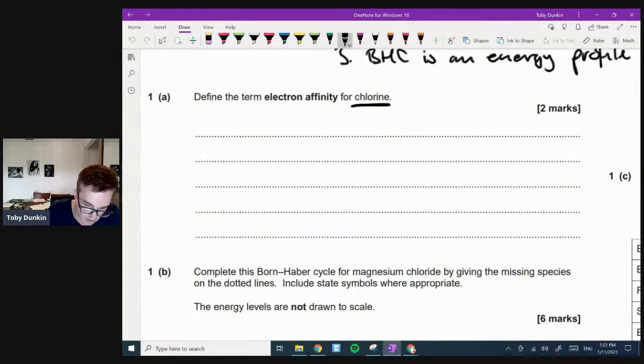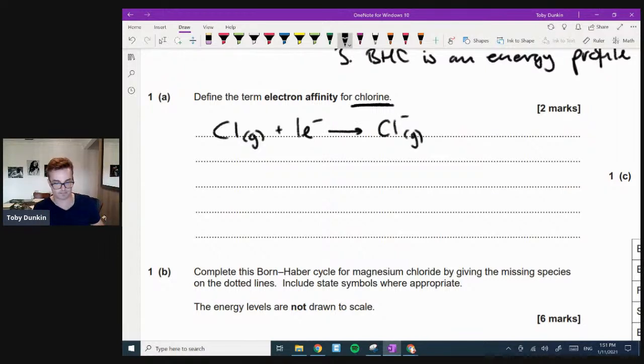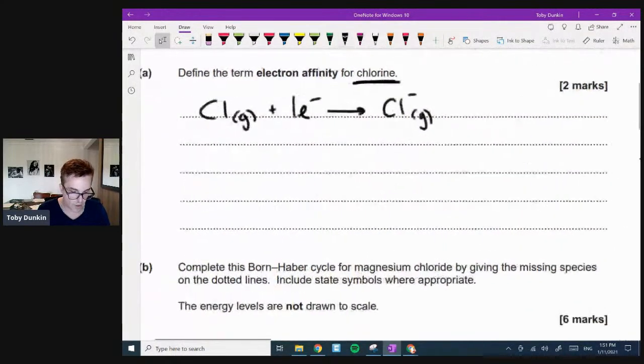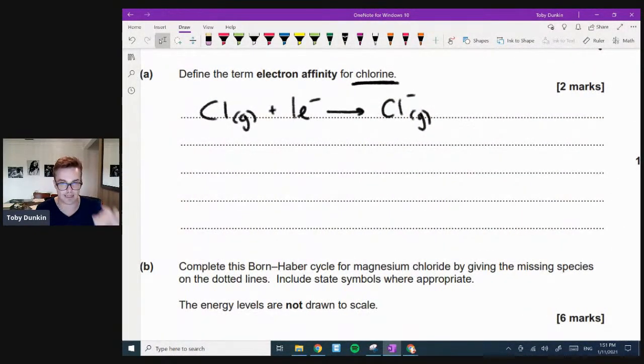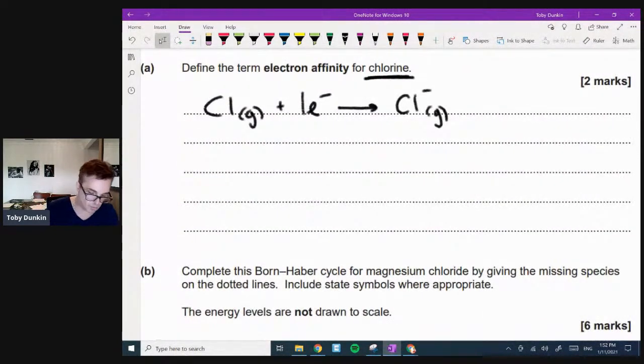They've actually put us in a context here. The first thing I'm going to do in this question is write the equation that they want me to do. So, 1 atom of chlorine gas gaining 1 electron to form 1 ion of chloride. That's the equation they want, because electron affinity is gaining electrons, whereas ionization is the losing of electrons. Please remember that they are the opposites of each other. So I'm now going to put this into words.